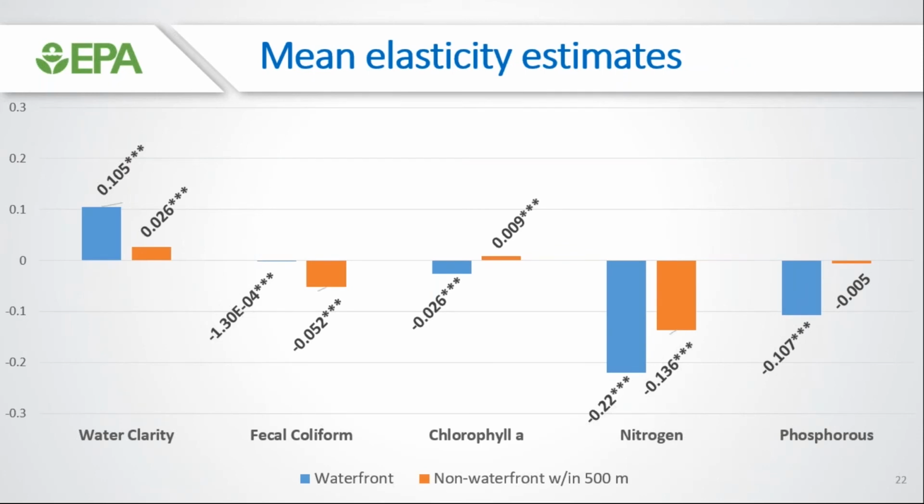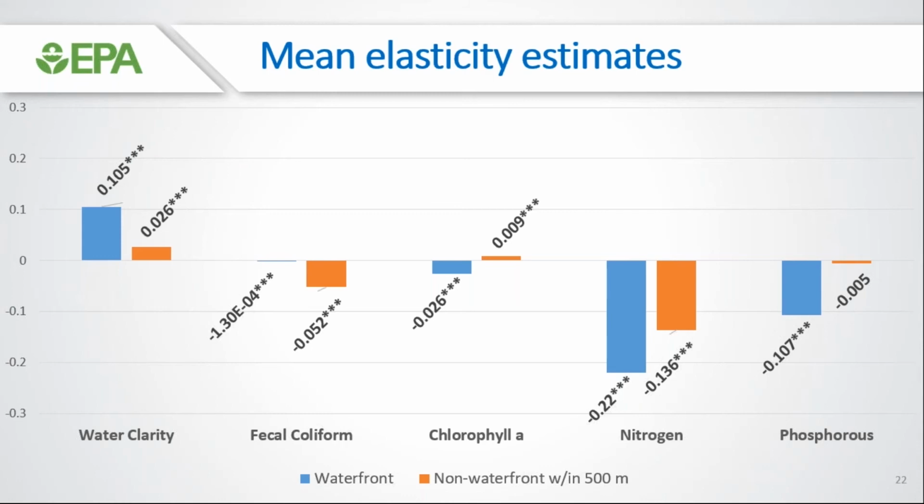So here's where we present the weighted mean elasticities. We find some unexpected results, but generally they match our expectations. So let's look at how we interpret these numbers. For water clarity on the far left, we have both waterfront, which is in blue, and non-waterfront estimates in orange. A 1% increase in water clarity, which means clearer water, leads to a 0.105% increase in home values. For non-waterfront homes, a 1% increase in water clarity leads to a 0.026% increase.